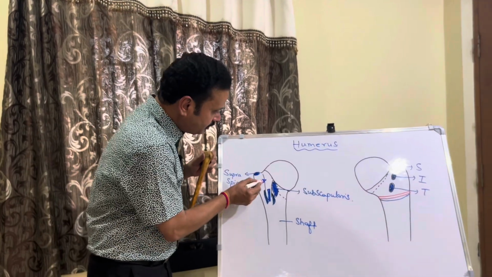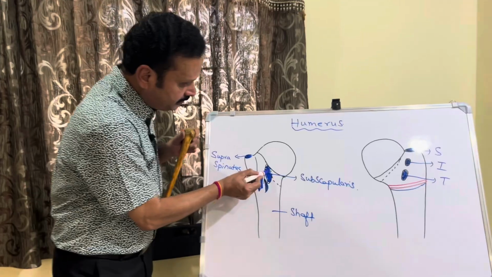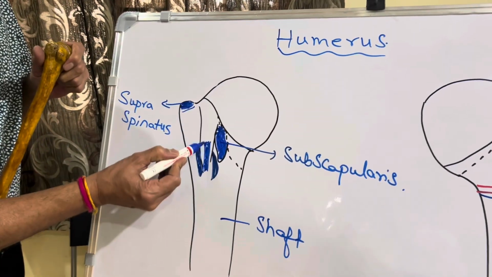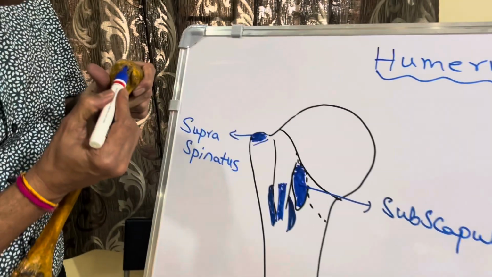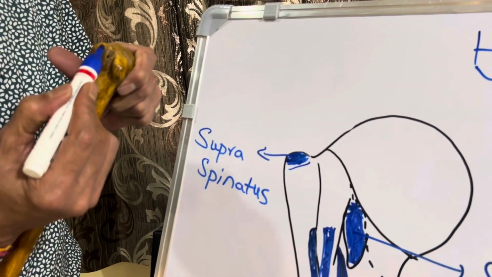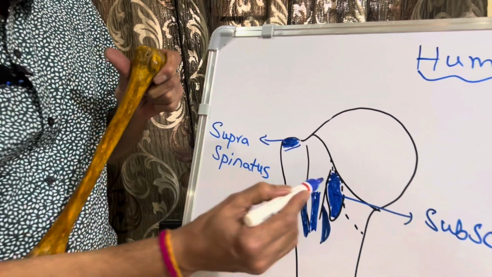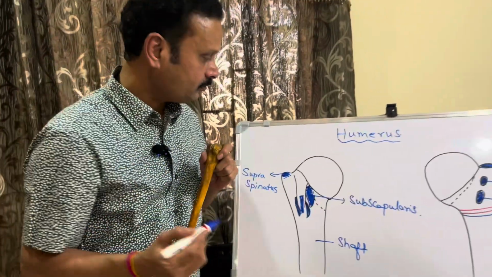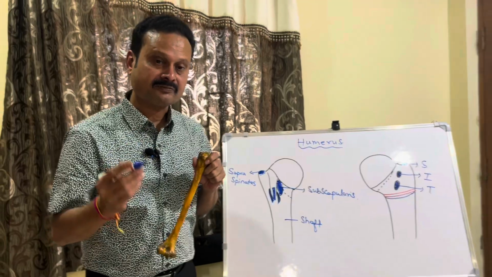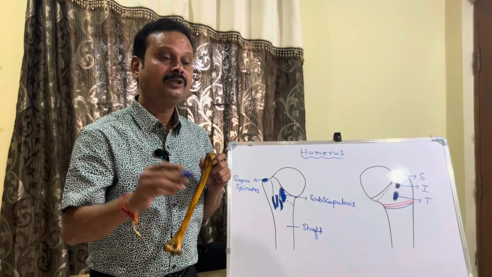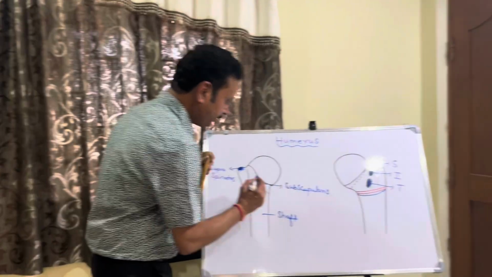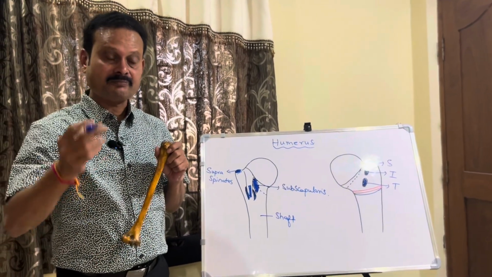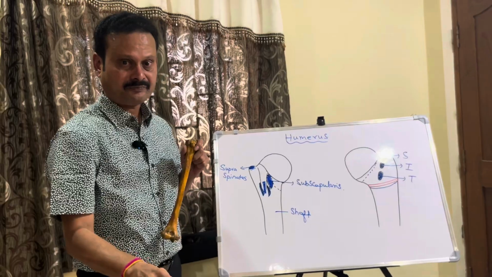Now coming to this groove here, in between this lesser tubercle and this greater tubercle, you see there is a groove, which is called the bicipital groove or intertubercular sulcus. Why is it called the bicipital groove? Because it is traversed by the long head of the biceps muscle. The long head of the biceps muscle passes through it.